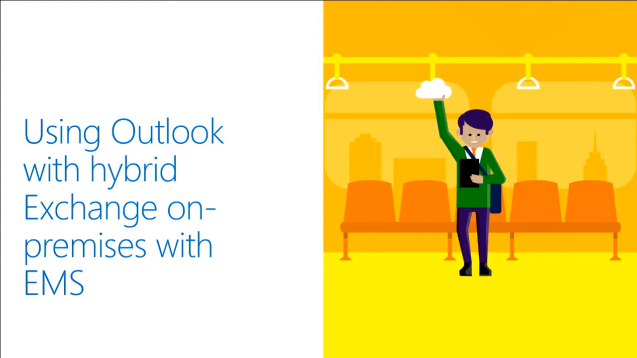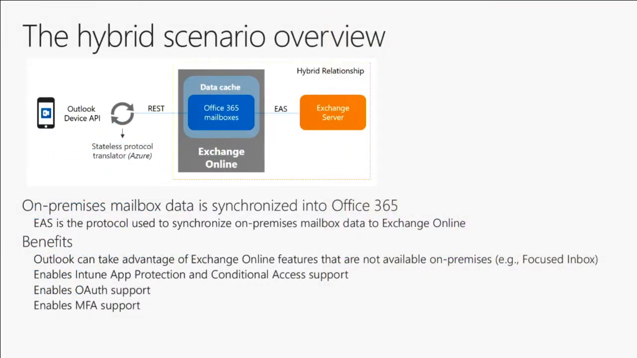So let's talk about what we're doing in the on-premises space. We're going to begin by talking about Outlook Mobile with a hybrid scenario where you want to leverage our Enterprise Mobility and Security Suite, which includes Intune and Azure Active Directory Conditional Access. The key thing here, the slide looks slightly different than the prior slide I showed on the architecture for an Office 365 mailbox. The difference is we have an on-premises Exchange server in play.